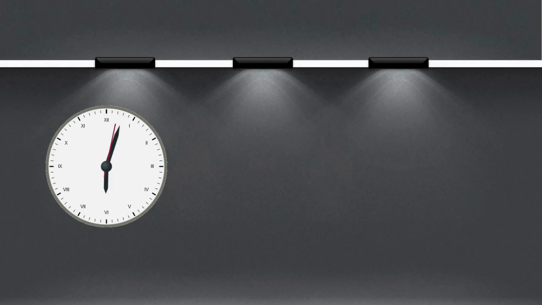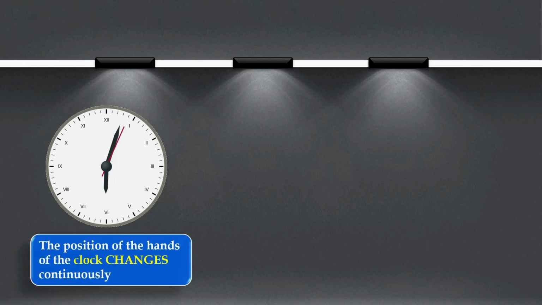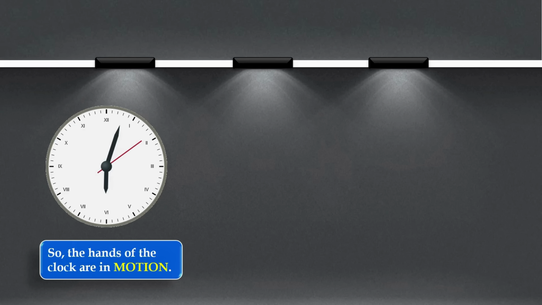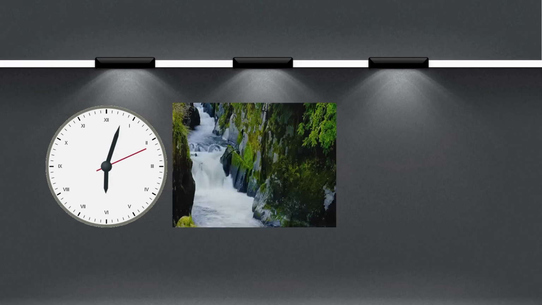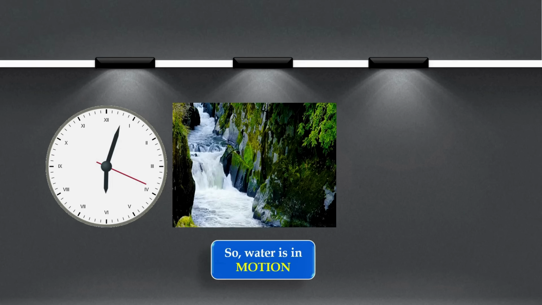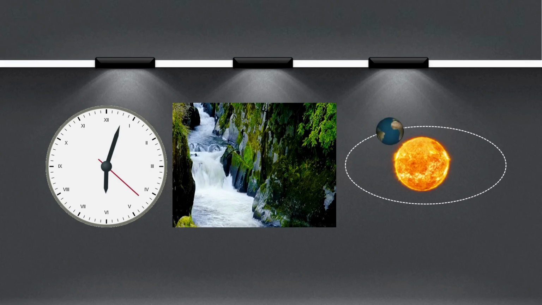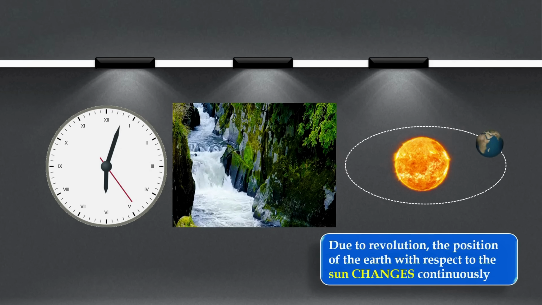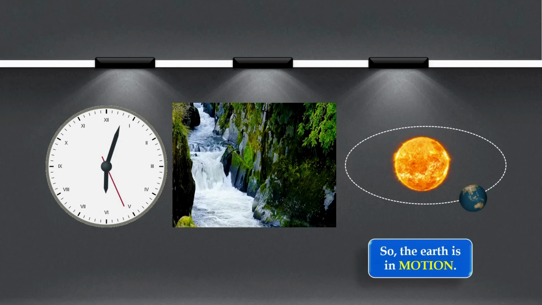The position of the hands of a clock changes continuously with respect to the clock face. So, the hands of the clock are in motion. In a river, the position of water keeps changing with respect to the river bank. So, water is in motion. Due to revolution, the position of the earth changes continuously with respect to the sun. So, the earth is in motion. In all these cases, motion is observed because the position of an object changes continuously with respect to its surroundings.